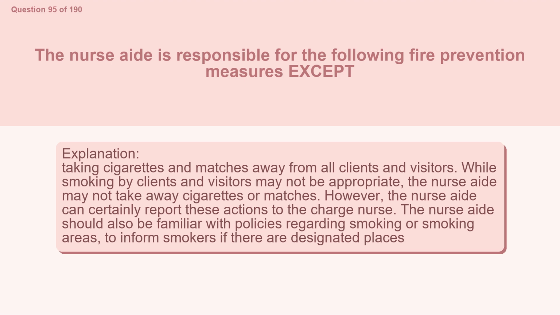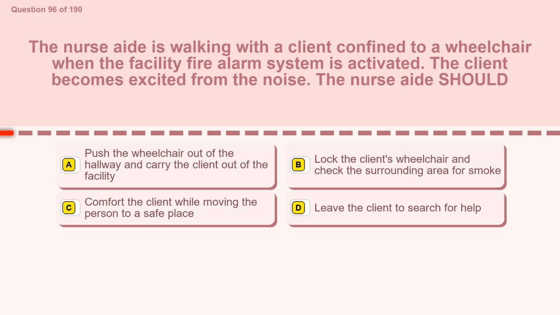Question 96. The nurse aide is walking with a client confined to a wheelchair when the facility fire alarm system is activated. The client becomes excited from the noise. The nurse aide should: Option A, push the wheelchair out of the hallway and carry the client out of the facility. Option B, lock the client's wheelchair and check the surrounding area for smoke. Option C, comfort the client while moving the person to a safe place. Option D, leave the client to search for help.